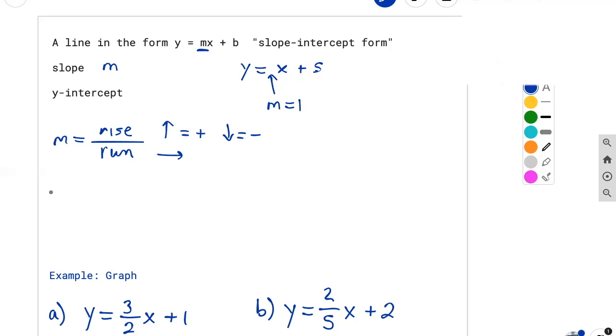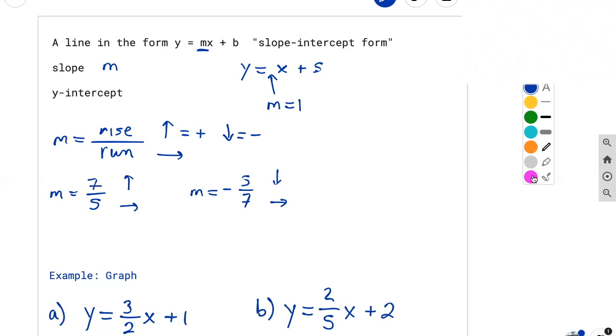So let's say I have a question where the slope is 7 over 5. That means from my y-intercept point, I would be going up 7 and then going 5 to the right. Say I had the slope of negative 5 over 7. It's a negative slope, so I would be going down 5 and I would be going 7 to the right. And so that's what we're going to look at when we graph lines.